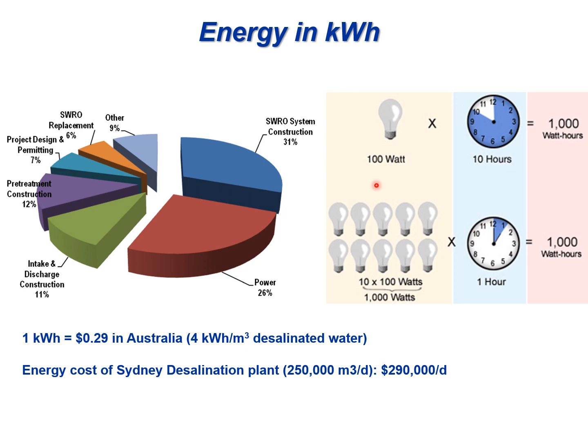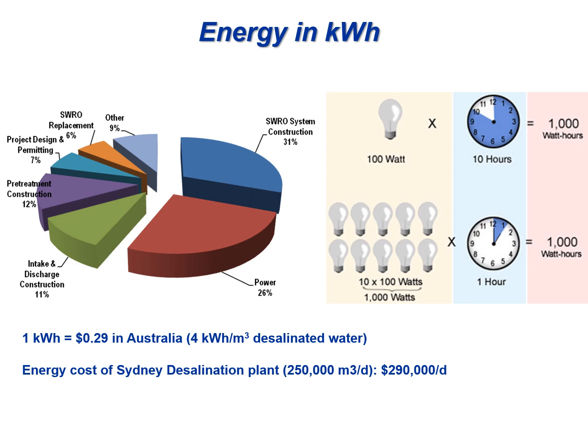So let's say 100 watts times 10 hours is 1000 watt hour. So this is 10 light bulbs of 100 watts each, and 1000 watts per 1 hour is equivalent to 1000 watt hour, which is 1 kilowatt hour. One kilowatt hour energy cost is almost $0.29 in Australia. So let's say 4 kilowatt hour per cubic meter of desalinated water. For the energy cost of the Sydney desalination plant, we produce 250,000 cubic meter per day. So every day we spend $290,000 for the energy consumption, which is very huge.